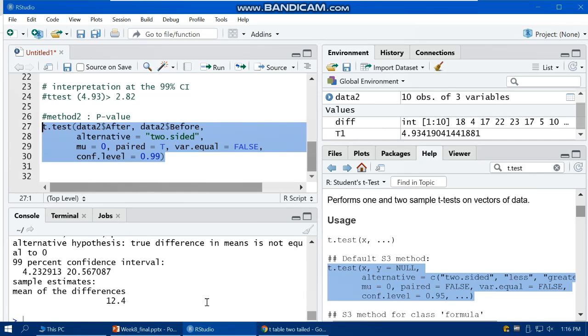Finally, notice that we can also compare means of more than two groups, which is the topic of the next video, using analysis of variance or ANOVA.